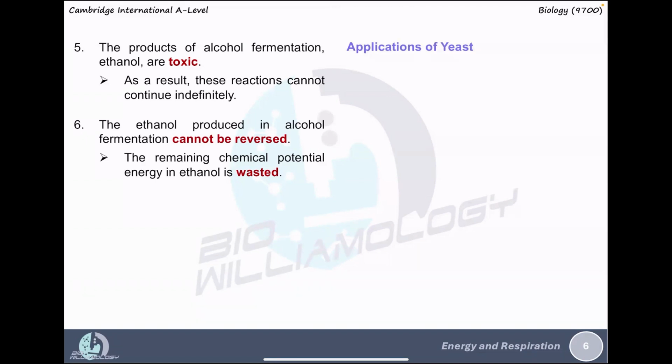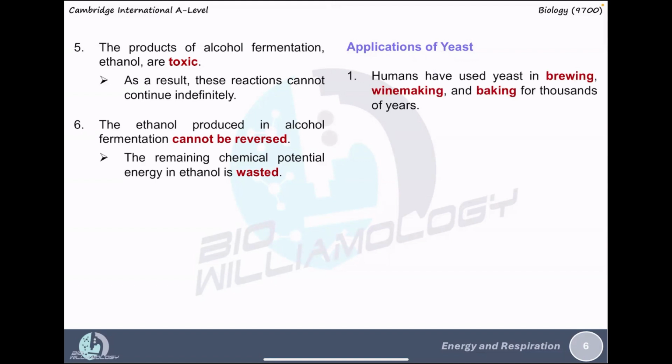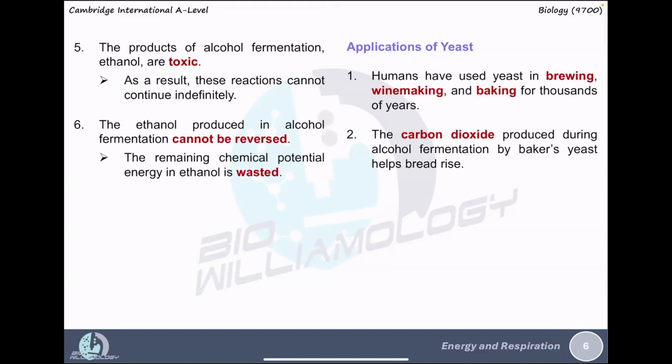So what are the applications of yeast in industrial processes? First of all, humans have used yeast in brewing, wine making, and baking for thousands of years. Particularly in the baking process, the carbon dioxide produced during alcoholic fermentation by baker's yeast helps the bread to rise and to be airy.